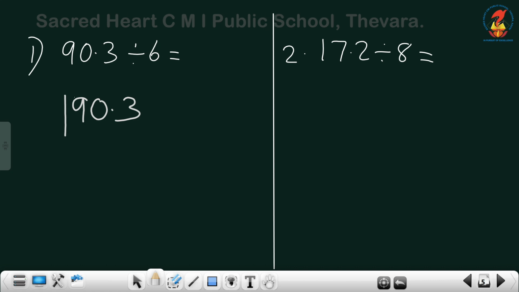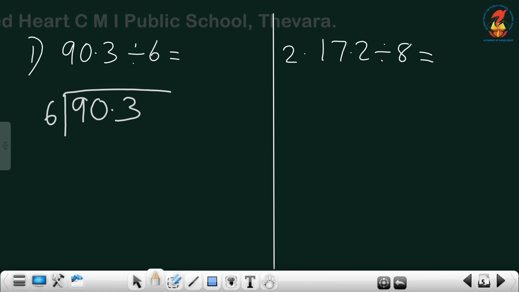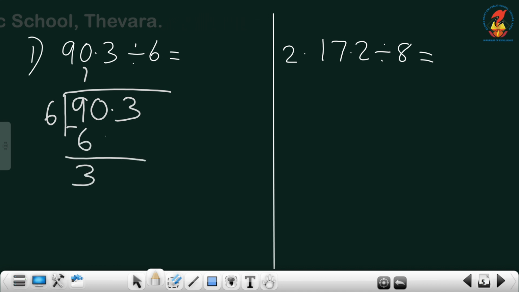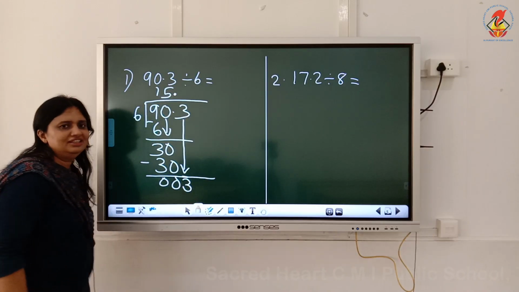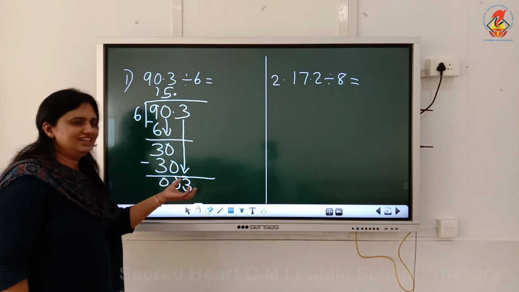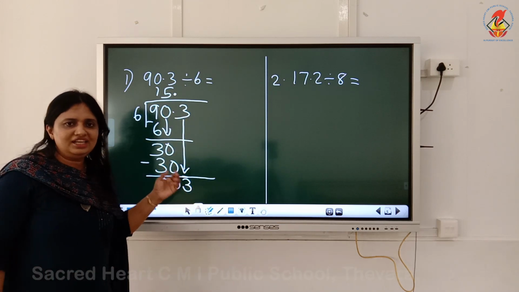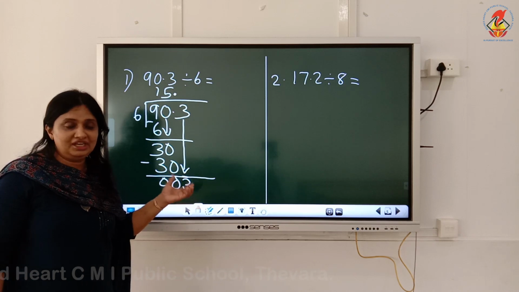And the next one is 90.3 divided by 6. See the first digit is what? 9. 6 ones are 6 and the remainder is 3. Next digit down, that is 0. 6 fives are 30. Okay, 0. And see the next digit is what? 3 only. Just before I need to put one point here because the point is here. After that I can take the next digit down. See this one, we don't have any other digit. We can't take any other digit down and the remainder is 3 only.